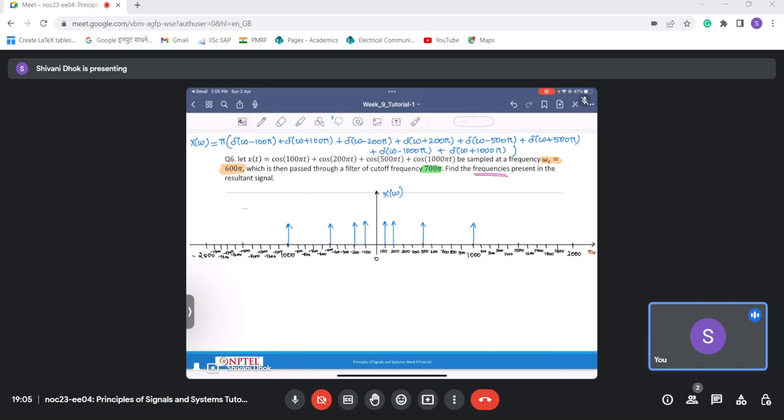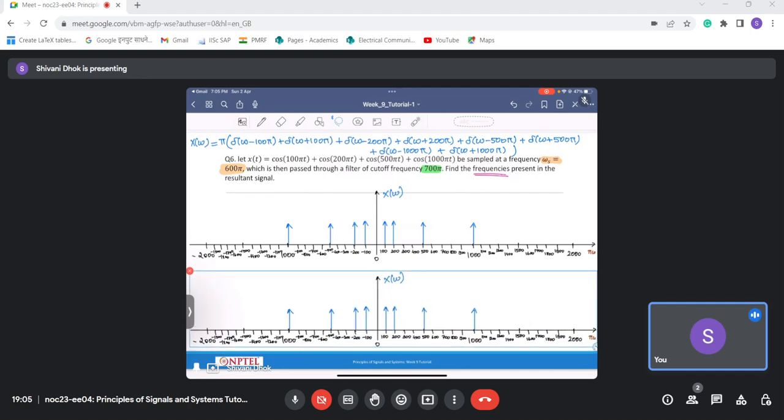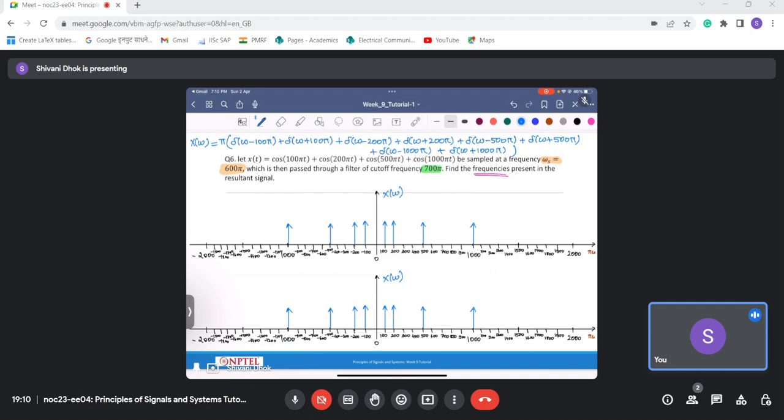Okay, now what we have been given is this X of omega, this x(t) is sampled with a sampling frequency of 600 pi. Okay, so when we are sampling with a sampling frequency of 600 pi, what does this mean? That we'll have replicas of X of omega at integer multiples of the sampling frequency, which is basically equal to 600 pi.